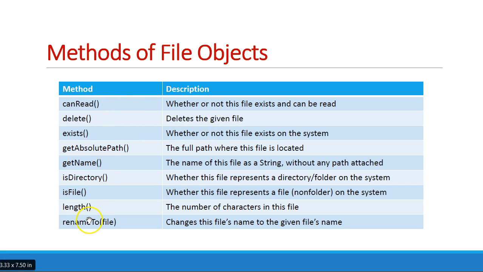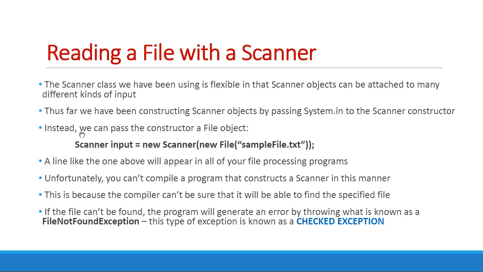Probably the most important one is going to be exists, because later if you want to know that the file name that's been given to you is valid, you're going to have to check whether it exists. But File is only the first part of what we need.